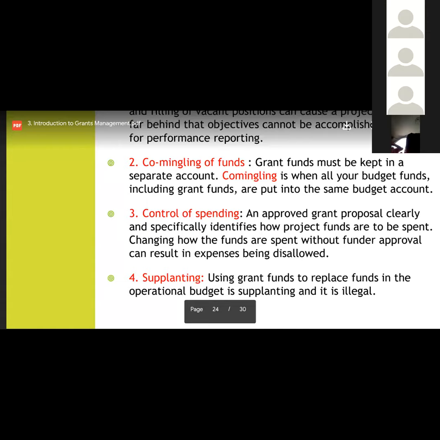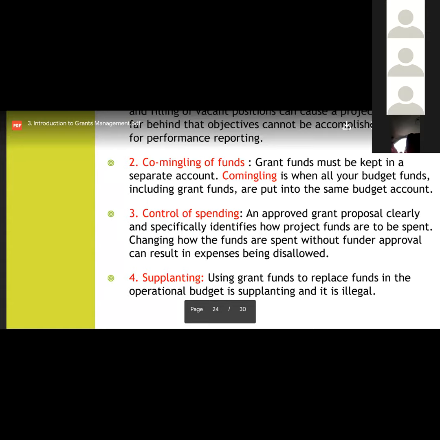Then another challenge that we normally get in the grants management process is the control of spending. It is very critical to control spending, and an approved grant proposal will clearly and specifically identify how the project funds will be spent. And that's why you normally give a work plan.